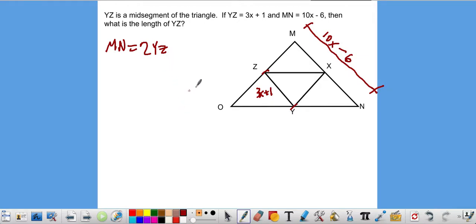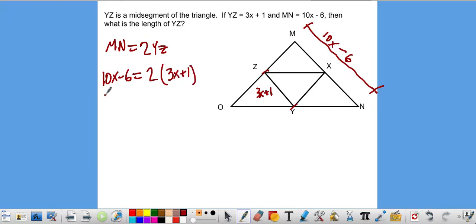You could also think that YZ is equal to MN times a half. Either way works fine, but if we were using this idea, I like writing this out first because it makes plugging in my algebra make a little more sense. MN is 10x minus 6. That's equal to 2 YZs, and YZ is 3x plus 1.